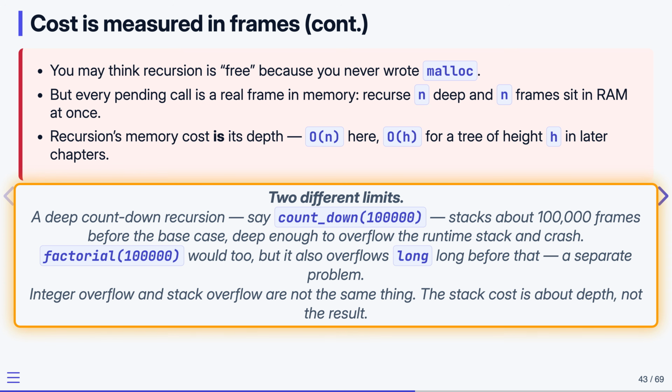Now be careful with two different limits. Counting down from 100,000 stacks about 100,000 frames before the base case, which is deep enough to overflow the runtime stack and crash. Factorial of 100,000 would crash too, but it also overflows the long type long before that, which is a separate problem. Integer overflow and stack overflow are not the same thing. The stack cost is about depth, not about the size of the result.